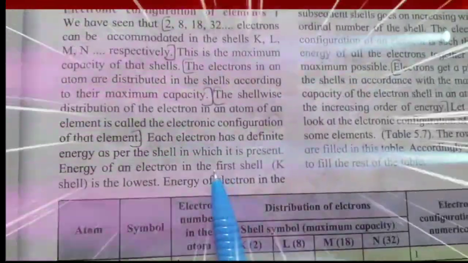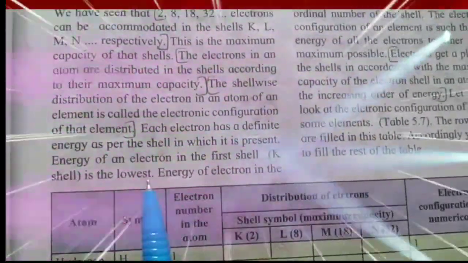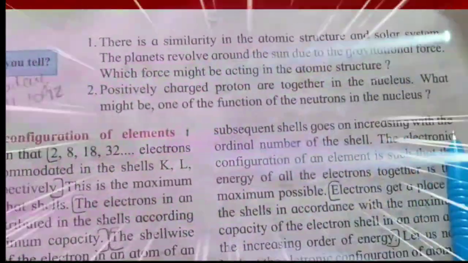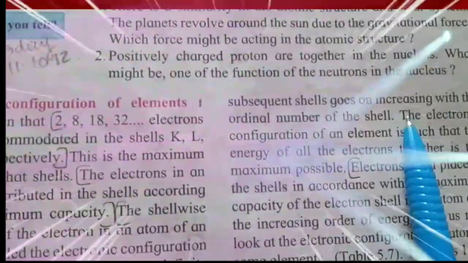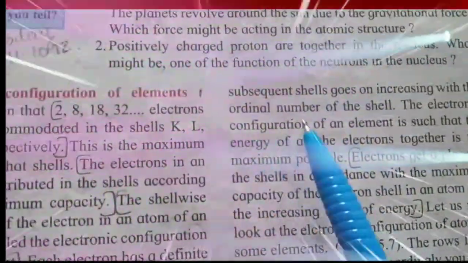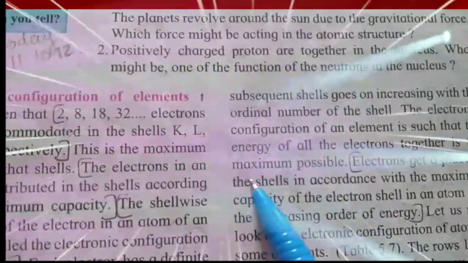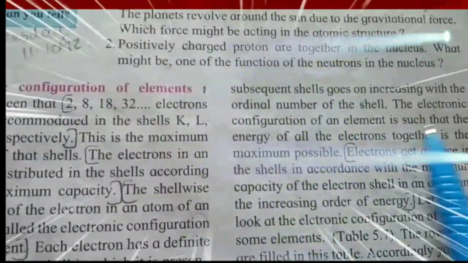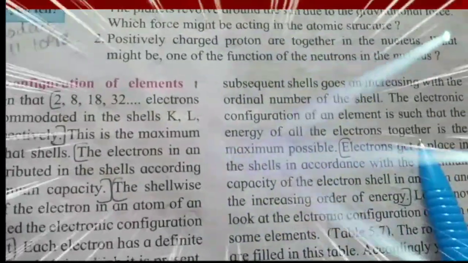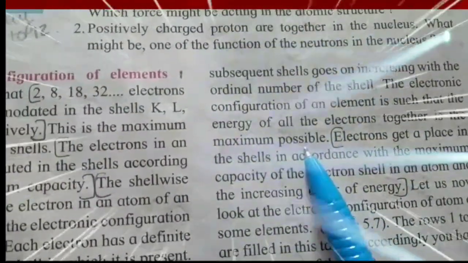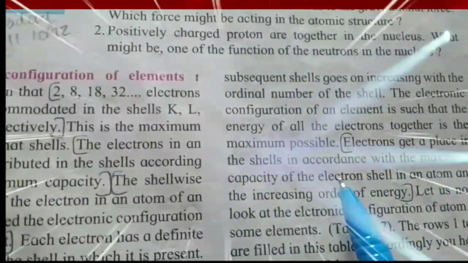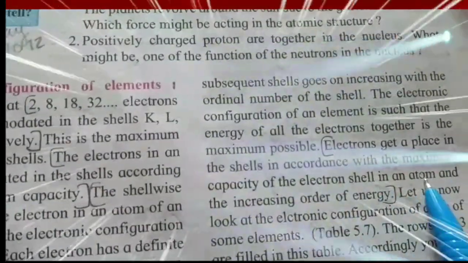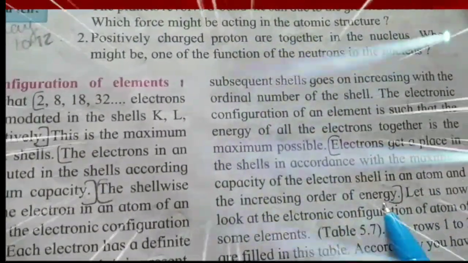Each element has a definite energy as per the shell in which it is present. Energy of an electron in the first shell, that is K, is the lowest. Energy of an electron in the subsequent shells goes on increasing with the ordinal number of the shell. So if K, then L, M, N, it goes on increasing. The electronic configuration of an element is such that the energy of all the electrons together is the minimum possible. Electrons get a place in the shells in accordance with the maximum capacity of the electronic shell in an atom and the increasing order of energy.